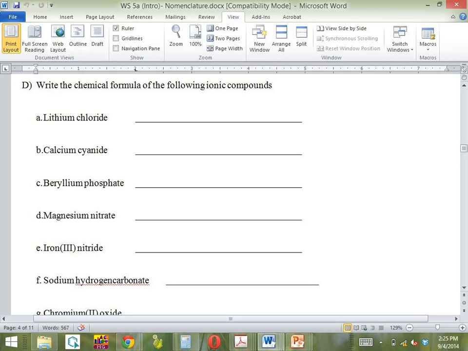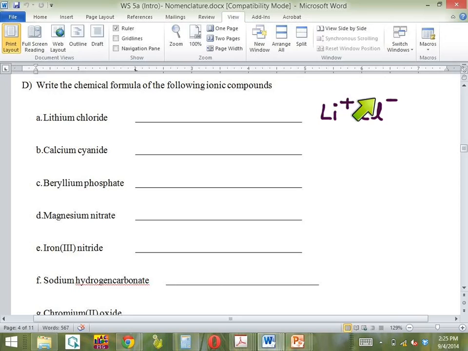So lithium, we find lithium on the periodic table. Lithium has the symbol Li. And what charge does a lithium ion have? It's +1 because it's in group 1. And chloride is the element chlorine, so this is Cl. And we use the periodic table to find the charge of that ion. The noble gases are 0. This is in column 7. It's 1 to the left of the noble gases, so it's a -1 charge.